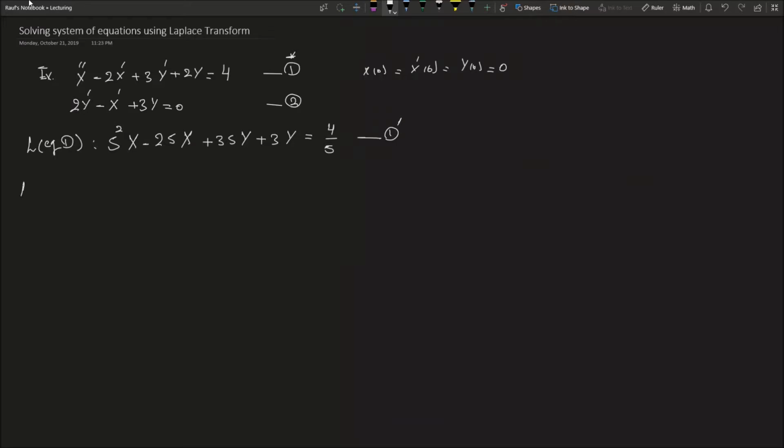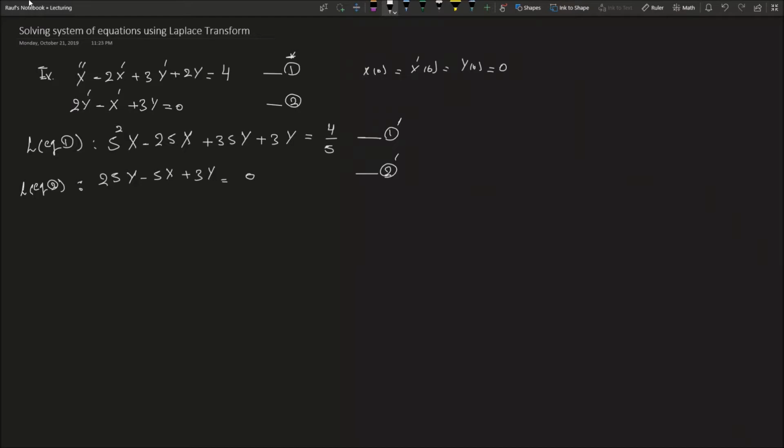Now taking the Laplace transformation in the same manner for equation number 2, what will it give us? It will give you 2 multiplied by s multiplied by capital Y minus s multiplied by capital X plus 3 multiplied by capital Y equals 0. That's equation 2 prime after doing Laplace transformation.